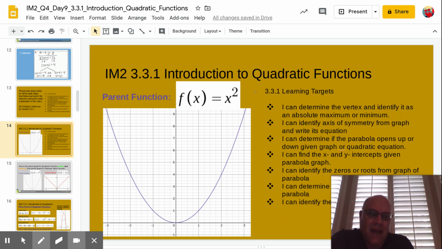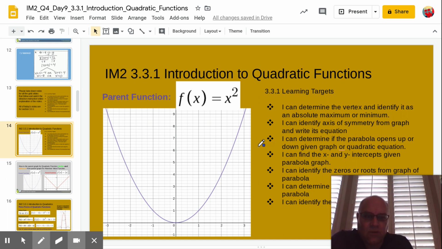I can identify axis of symmetry from a graph and write its equation. Again, very similar to what we were just working on. I can determine if a parabola opens up or opens down, given its graph, or the quadratic equation. Again, lots of similarities to what we just did with absolute value functions.